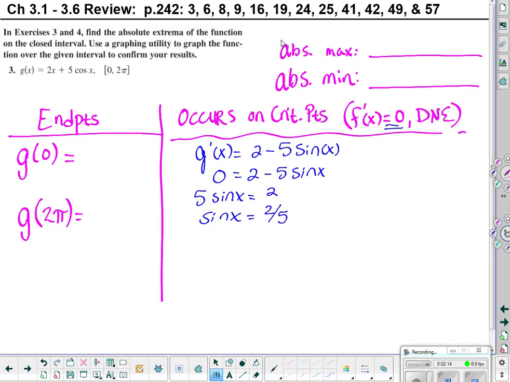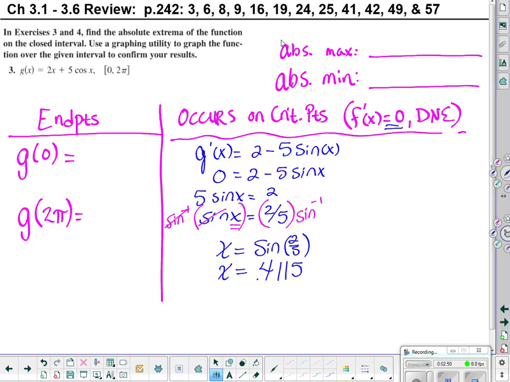To actually get the value of x, we need to do a sine inverse to each side. This is the undoing function for us. So sine inverse of sine cancels, and x is equal to the sine inverse of 2/5. Now it is time to grab your calculator and do sine inverse of 2/5. You'll find that this comes in around 0.4115. That is its x value.